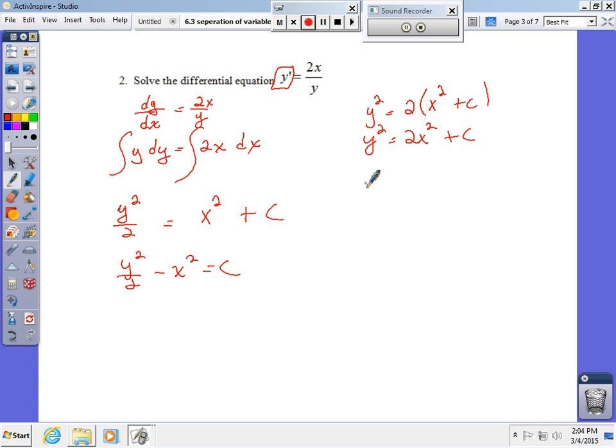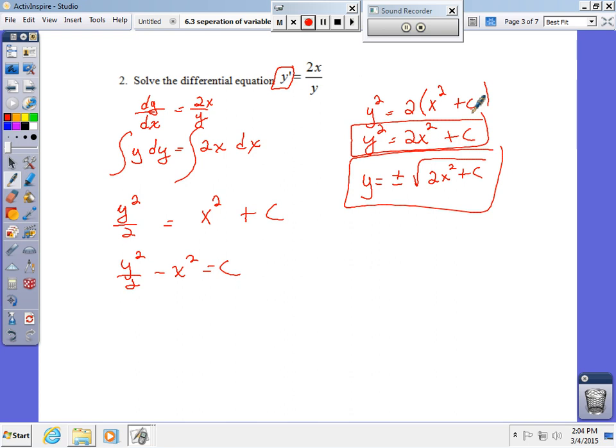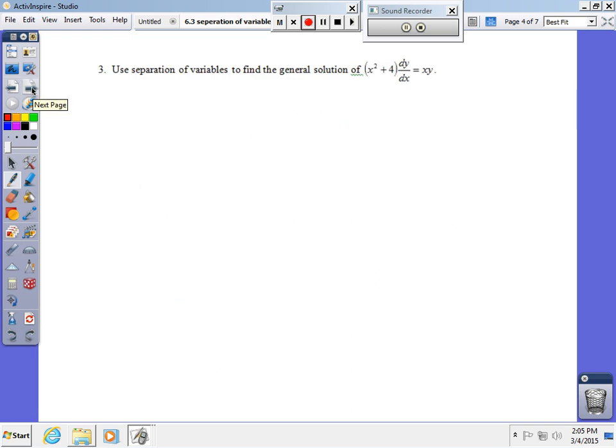And if you wanted to solve for y, then we can go y equals plus or minus the square root of 2x squared plus c. And again, just be able to write it in all three of these notations here. And I'll be specific on how I want it written. All right. So it's kind of the same thing each time.